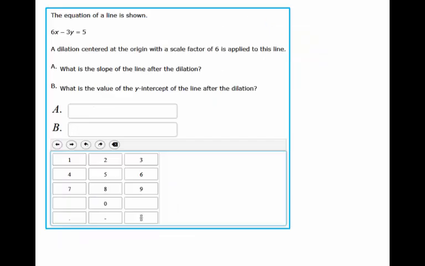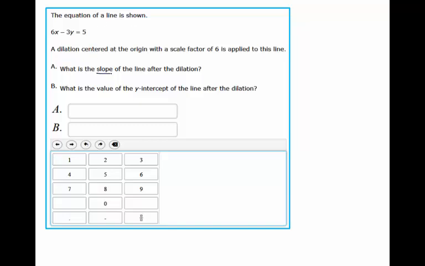This one is also in class right now because we are actually talking about dilations, but I will go ahead and put it in this video. That way, if you do miss it and you're watching this, you can take a look. So the equation of a line is shown. And we want to see the dilation centered at 0, 0 with a scale factor of 6.